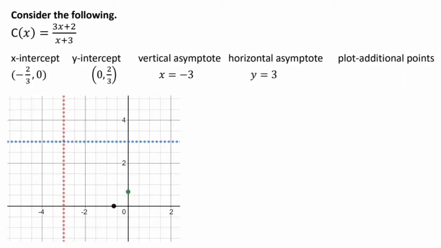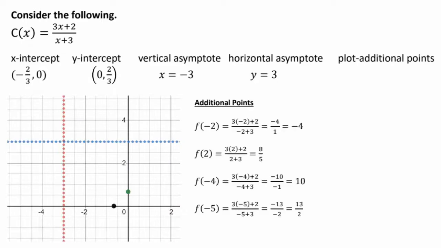So again, we're going to pick a few points. We're going to do x equals -2, x equals 2, x equals -4, x equals -5, which is very similar to our previous problem. Again, when x is equal to -2, y is equal to -4. When x is equal to 2, y is equal to 8/5. When x is equal to -4, y equals 10. And when x is equal to -5, y equals 13/2.